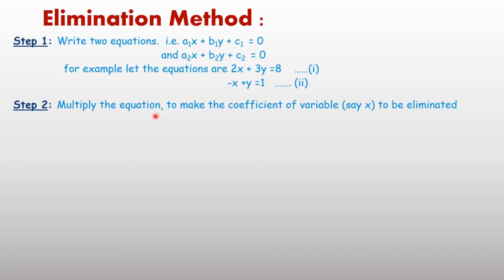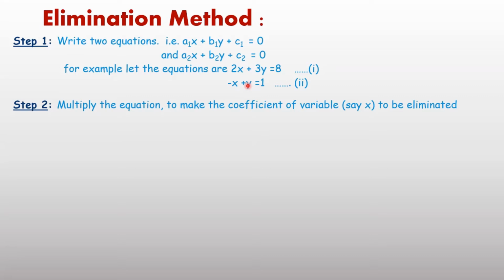In step second, just observe step first: 2x + 3y = 8 and -x + y = 1. In equation first, the coefficient of x is 2 and here the coefficient of x is -1. If you ignore the minus and plus sign, easily you can say the coefficient of x is 2 and here 1. For equating coefficients, multiply equation 2 by 2, then the coefficient of x will be equal. Our second option, if you want to equate the coefficient of y, which is 3 in equation 1, then in equation second you have to multiply by 3.